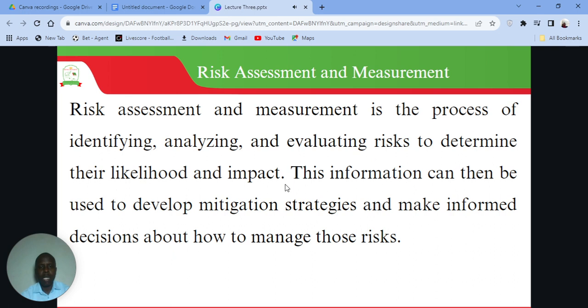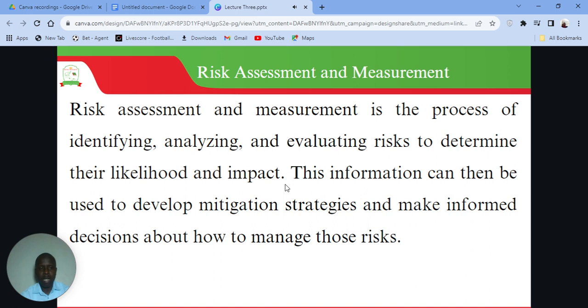We begin, of course, by defining risk assessment and measurement as the process of identifying, analyzing, and evaluating risks to determine their likelihood and impact. So risk assessment and measurement is all about identifying what kind of risks. Remember, we have discussed quite a number of them: political risks, economic risks, and then we analyze. When you are analyzing, we are looking at the potential of that particular risk happening within the supply chain. And once we do that, we evaluate these risks to determine their likelihood and impact.